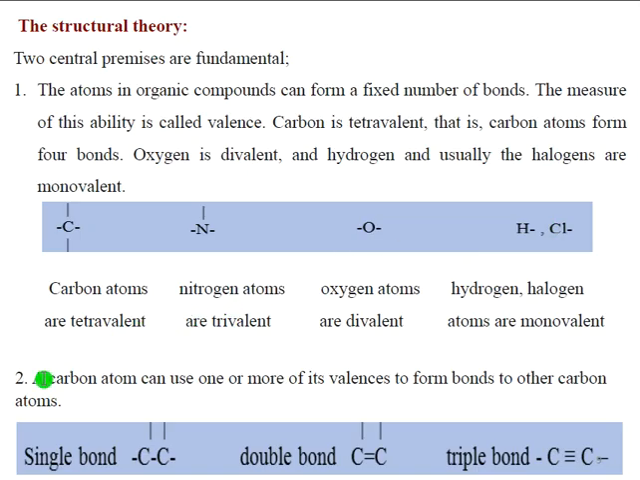The second premise is that a carbon atom can use one or more of its valences to form what? Bonds to other carbon atoms.